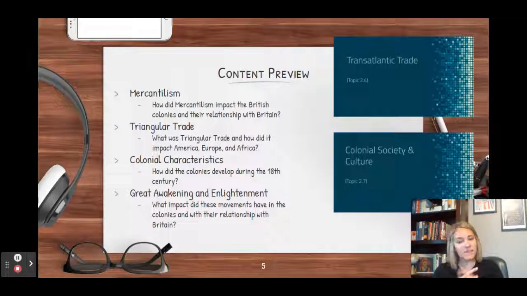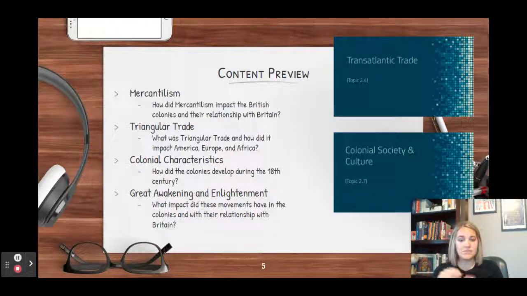All right. And then the second lesson is on colonial society and culture. So the first part of it is looking at colonial characteristics. So as we move through the 18th century, there's some pretty significant changes that happen. So you want to look at what is the population? Who is part of this group of people that are known as British colonists? You want to be aware of education, advances in arts, and architecture.